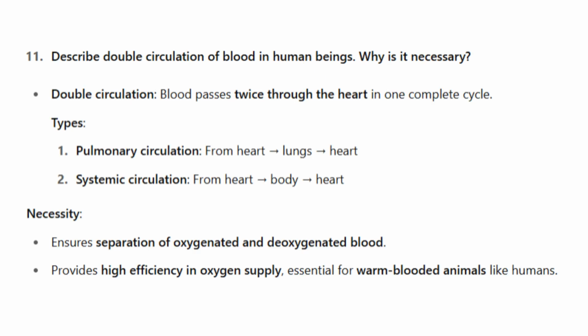Describe double circulation of blood in human beings. Why is it necessary? Double circulation: blood passes twice through the heart in one complete cycle. Types: pulmonary circulation, from heart to lungs to heart; systemic circulation, from heart to body to heart. Necessity: ensures separation of oxygenated and deoxygenated blood, provides high efficiency in oxygen supply, and is essential for warm-blooded animals like humans.